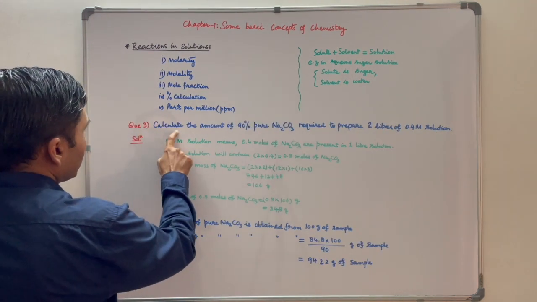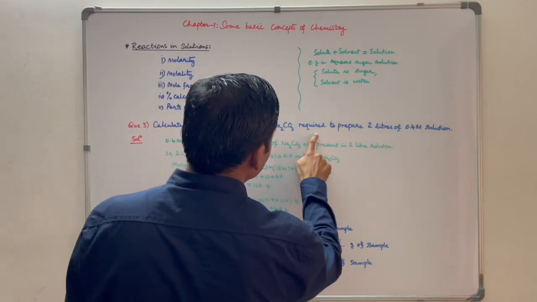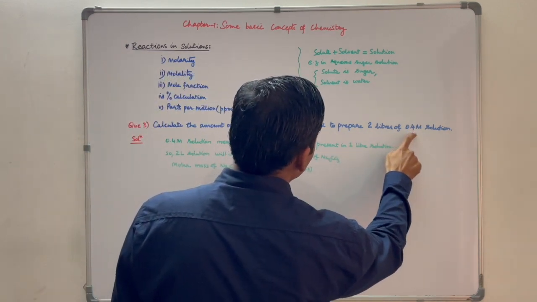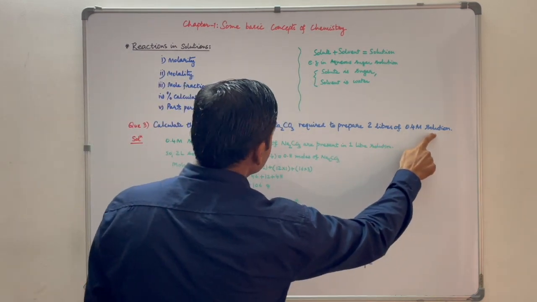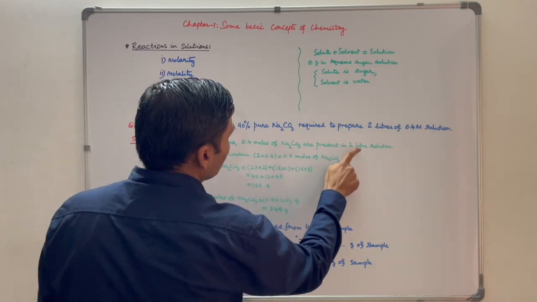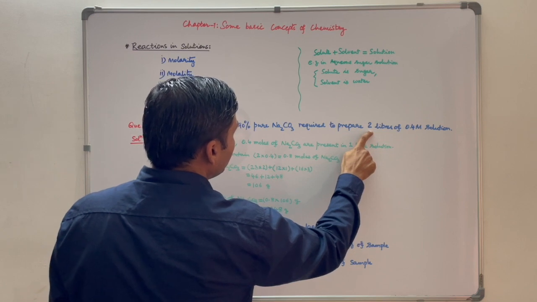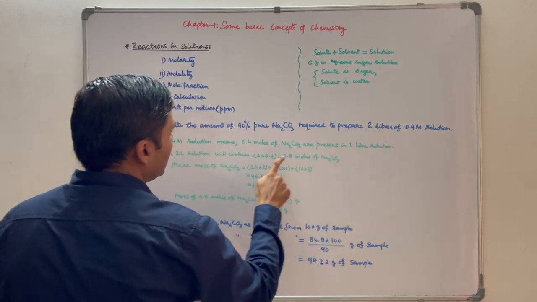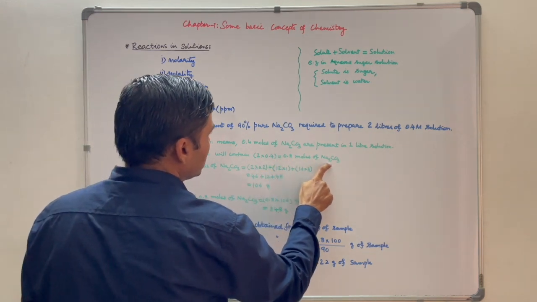Third question, calculate the amount of 90% pure Na2CO3 required to prepare 2 liters of 0.4 m solution. 0.4 m solution means 0.4 moles of Na2CO3 are present in 1 liter solution. So 2 liter solution will contain how many moles of Na2CO3? Double. 2 into 0.4, that is 0.8 moles of Na2CO3.